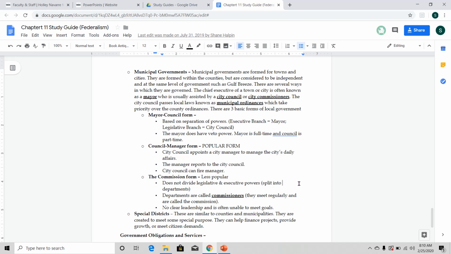Also, they really have no clear leadership, and often these people have a difficult time meeting the goals that they want. So it can obviously be very difficult for these groups. I mean, how do you determine which department's goals are more important? Very difficult.